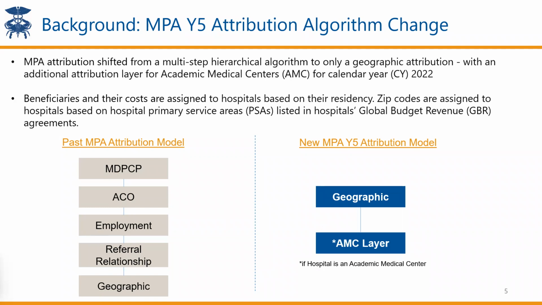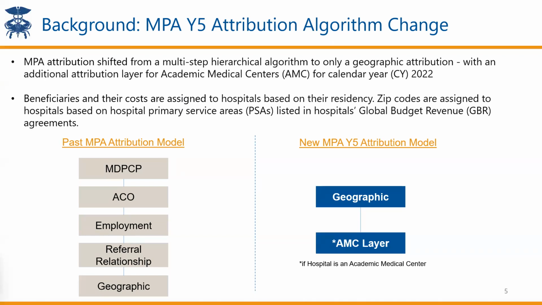But now on the right side of the screen, you can see what the new Year 5 attribution model is. It's purely geographic for every hospital, unless you're an academic medical center, and then you have that additional layer of beneficiaries attributed to you.